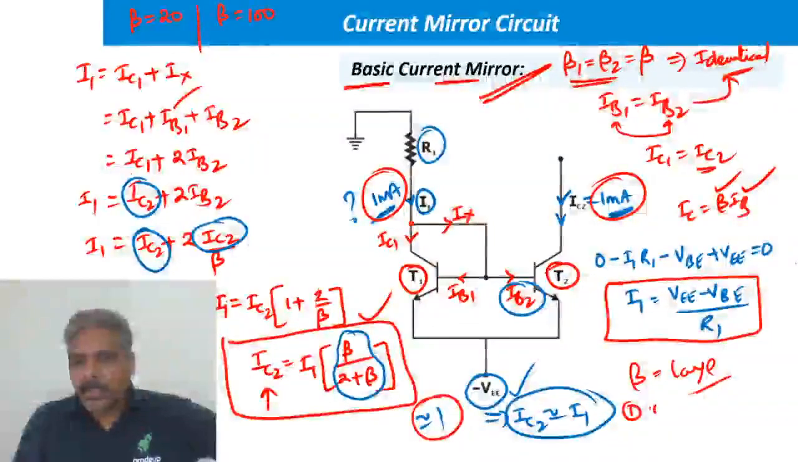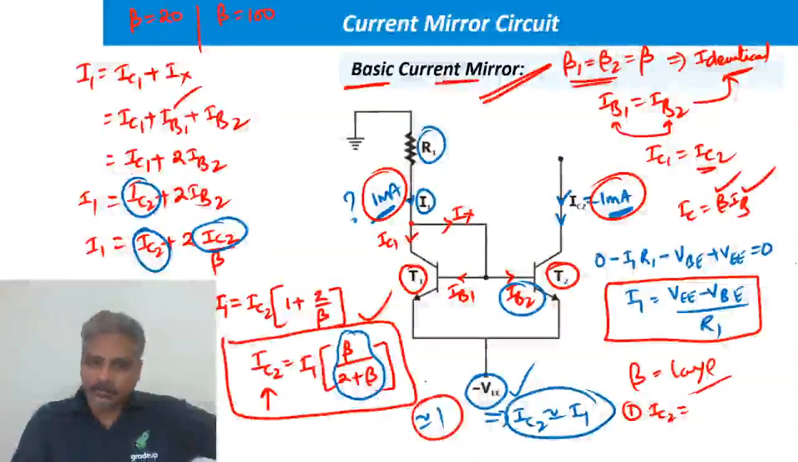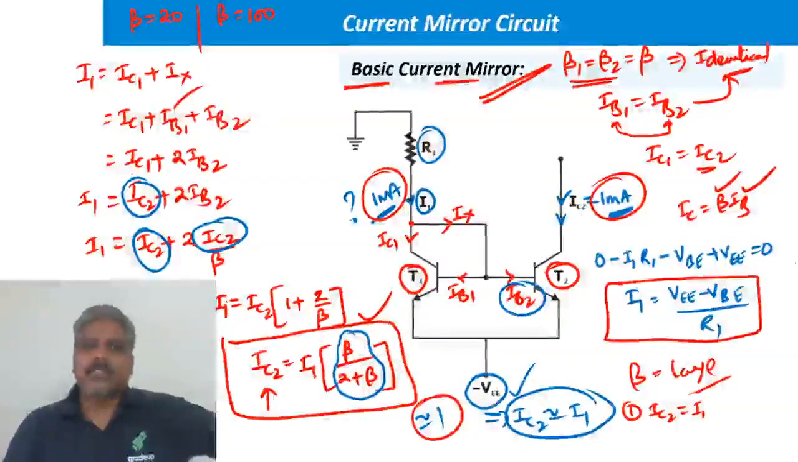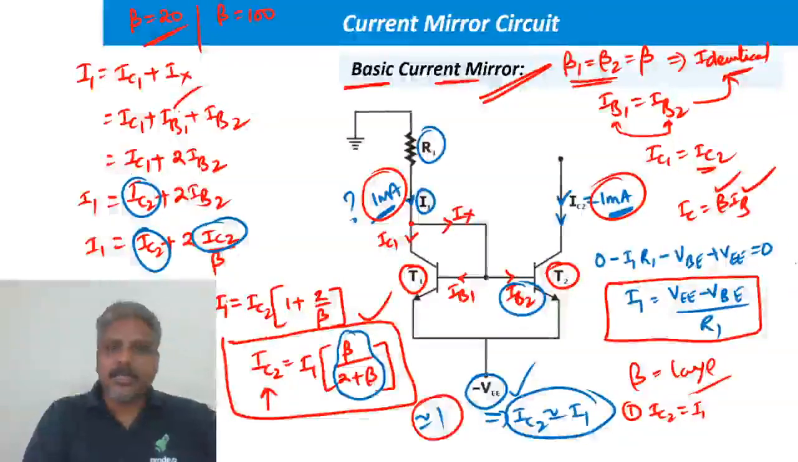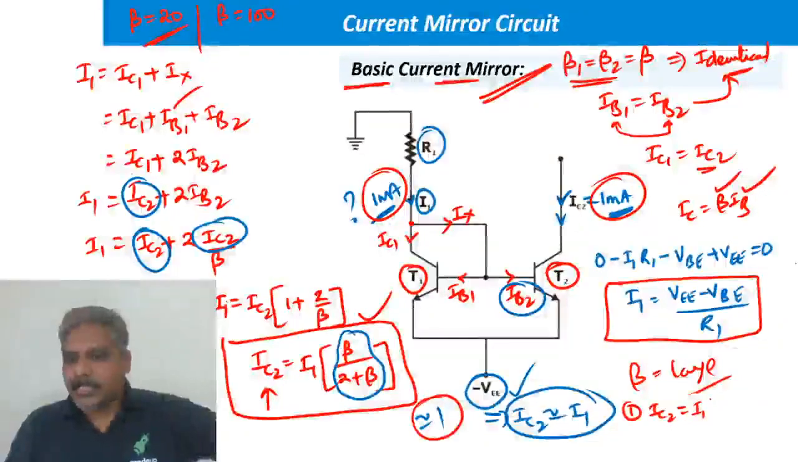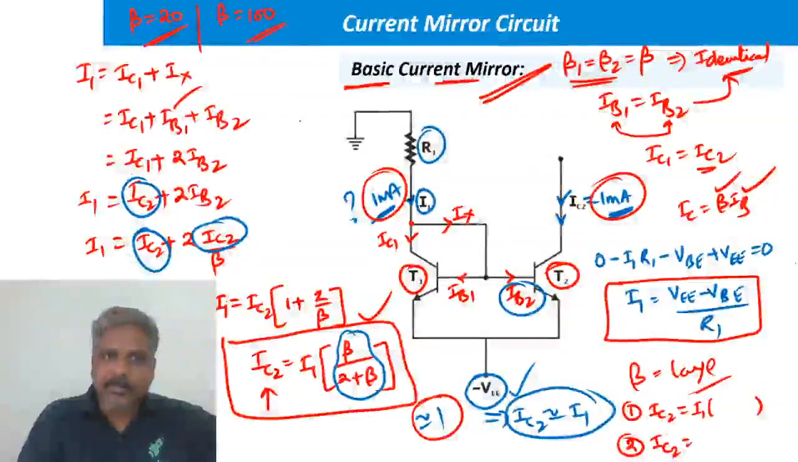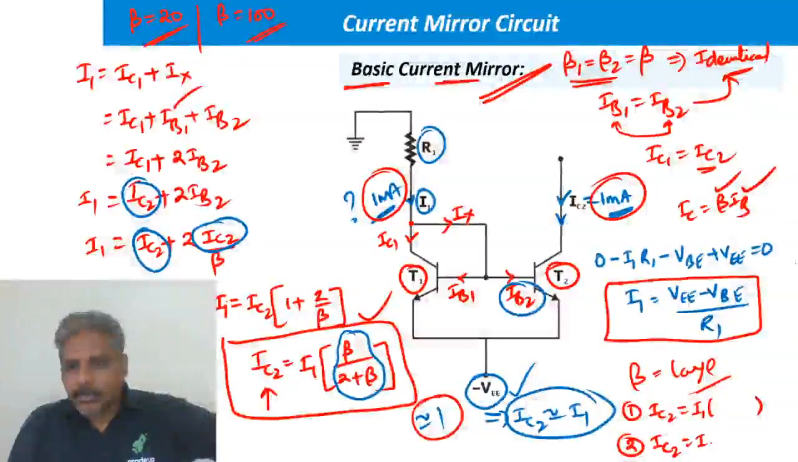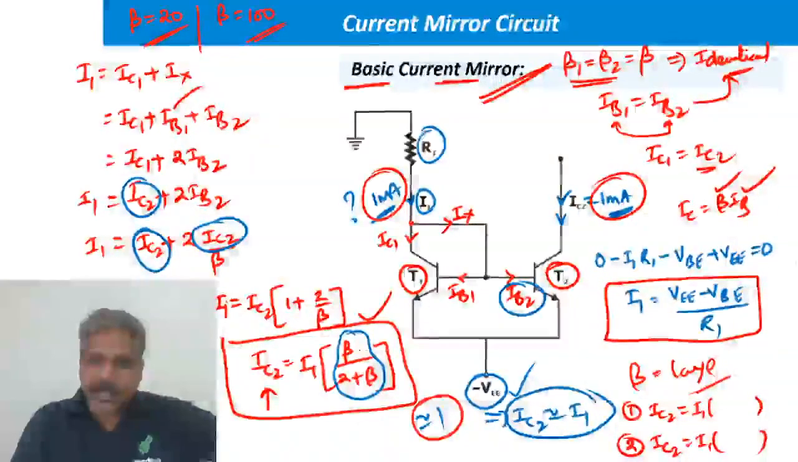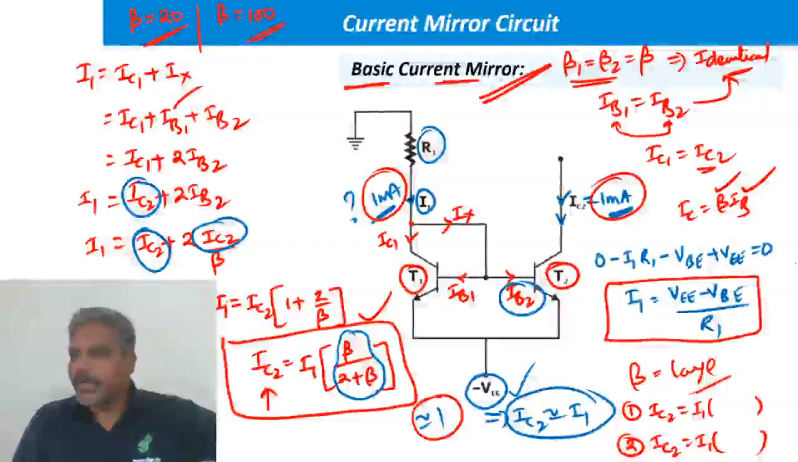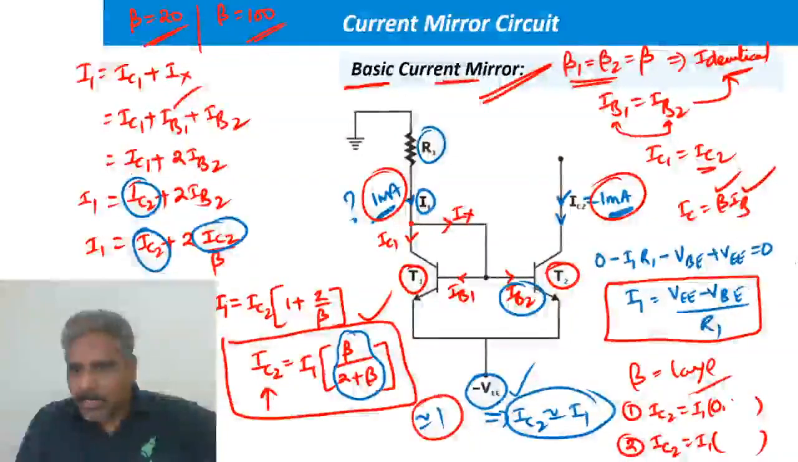Case 1: IC2 is equal to I1 into 20 by 22. Can somebody say by taking beta equal to 20, what is 20 by 22? Similarly, what is IC2 for beta equal to 100? That is I1 into 100 by 102, 0.909 here. Very good, 0.909.